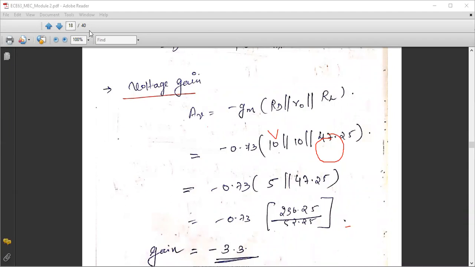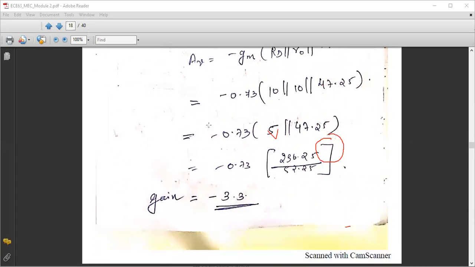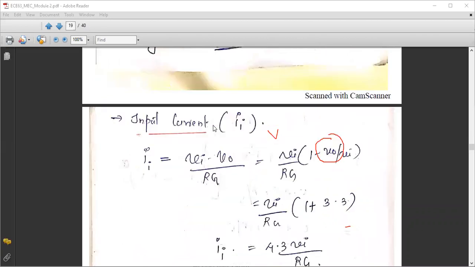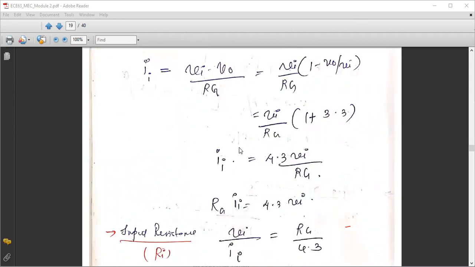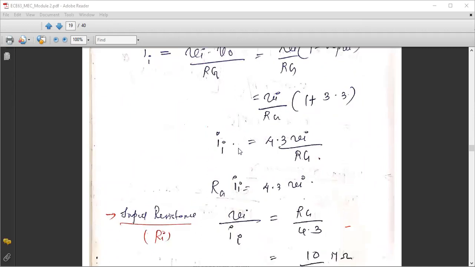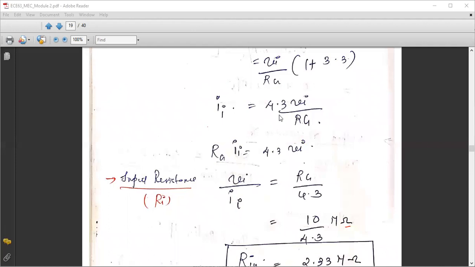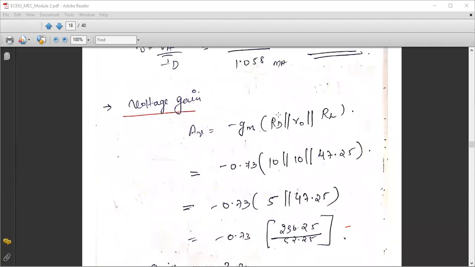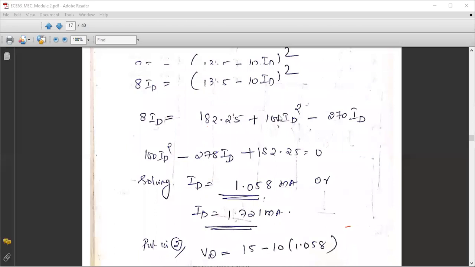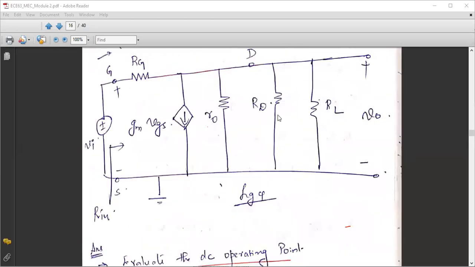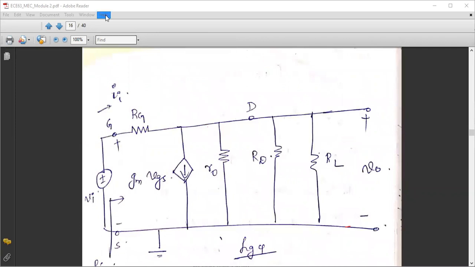Can I proceed? The second part of the question is to find the input resistance. Input resistance is the ratio between input voltage and input current. So first of all, let me write the expression for input current from the equivalent circuit. Go back to your equivalent circuit and tell me how you can write the expression for IA, the input current.